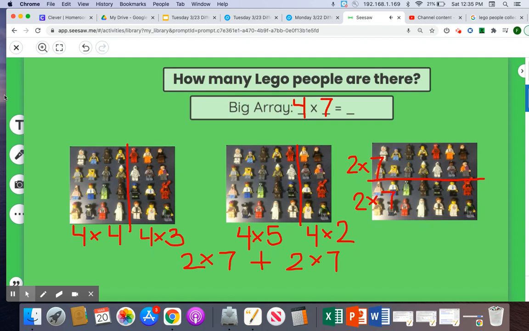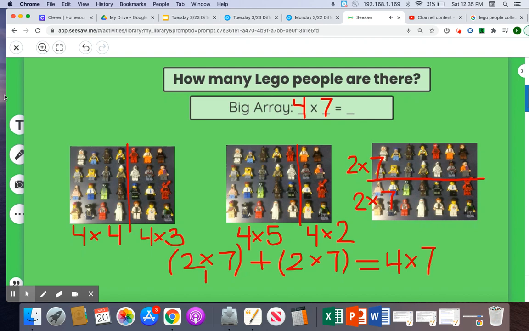But here is the really interesting thing that we have to do. We have to put these marks that we call parentheses around each small array. Because in math, parentheses say, do me first. So we have to multiply 2 times 7 and 2 times 7 before we add them up. And then this is equal to our big array of 4 times 7. So that is the extra step that we've added.